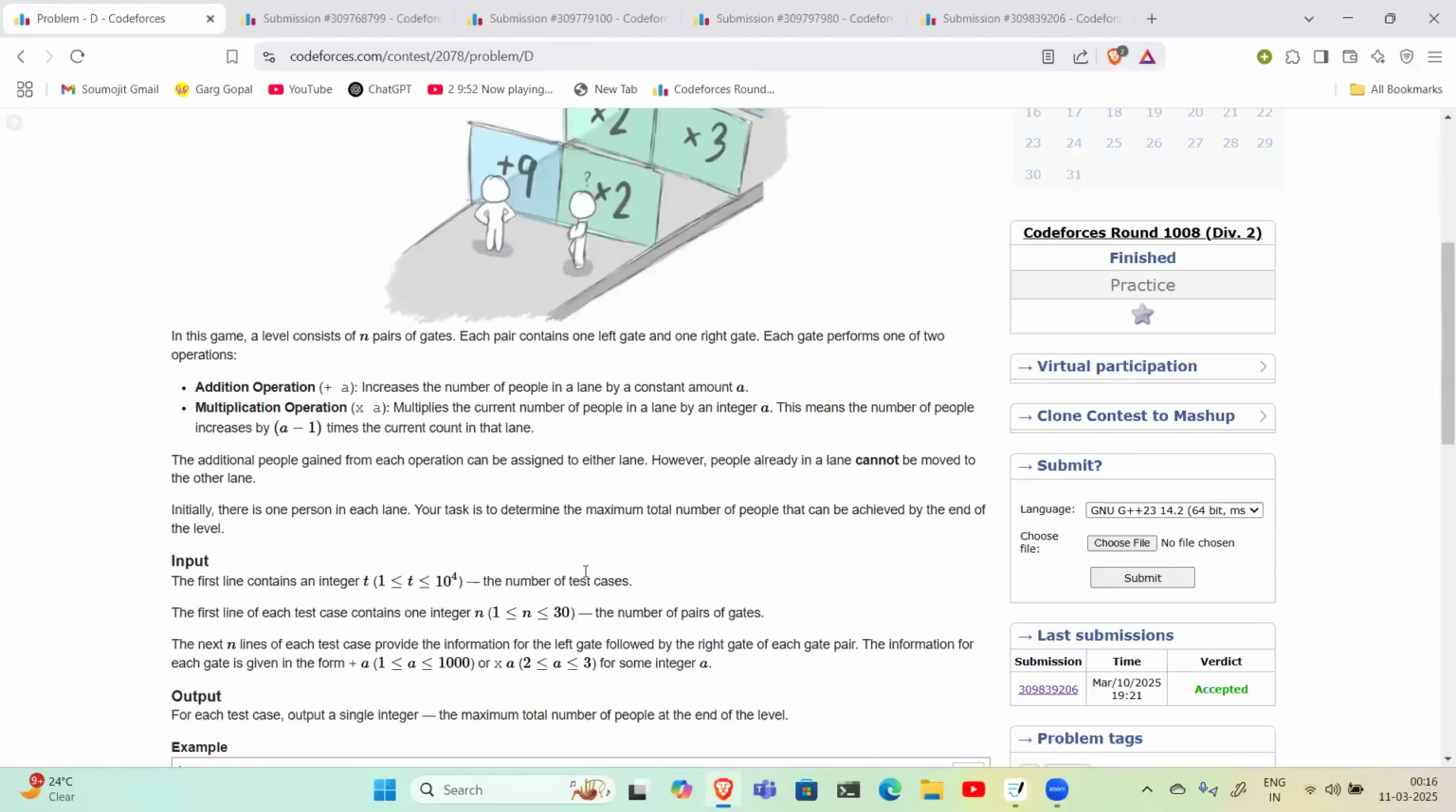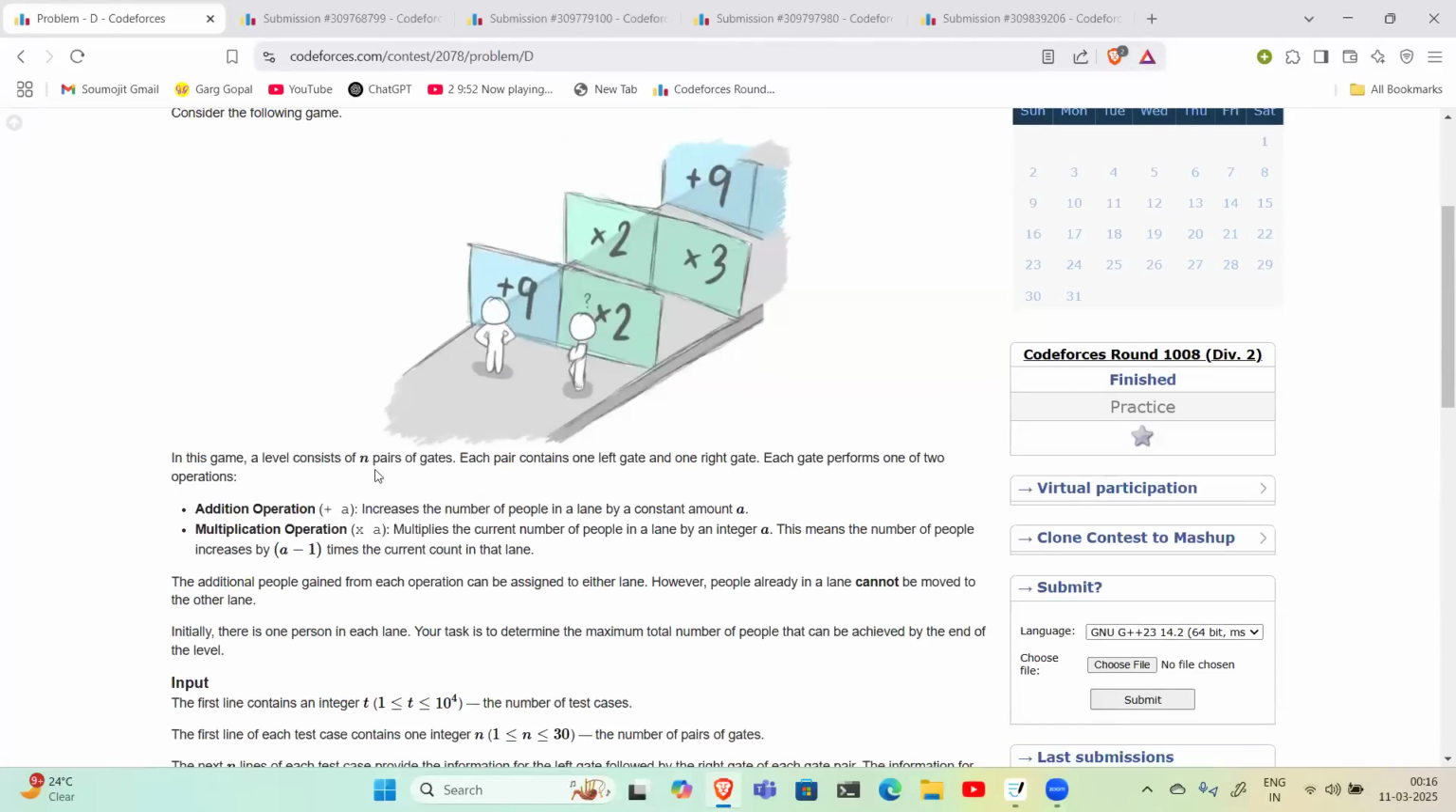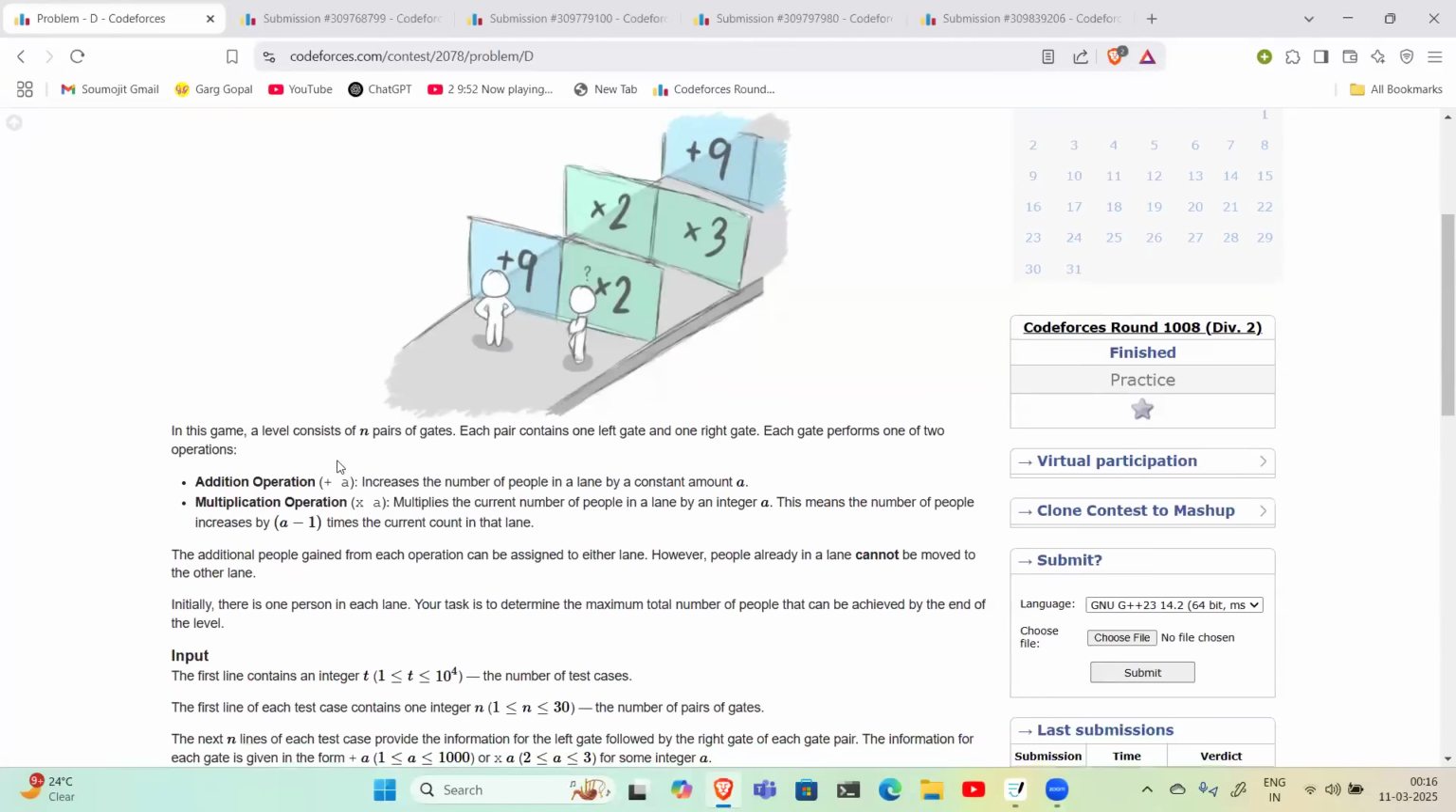Okay, so this was question number D. It says, consider the following game. In this game, a level consists of n pairs of gates. Each pair contains one left gate and one right gate, and each gate performs one of two operations.